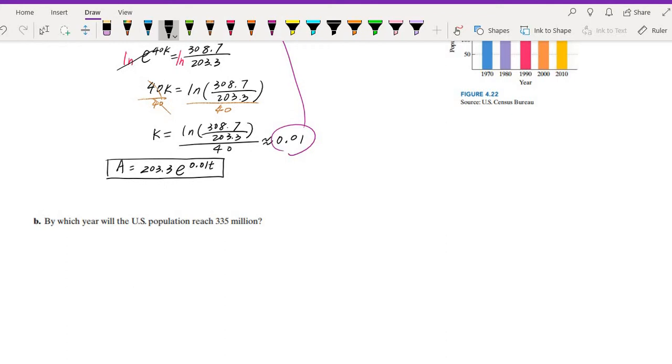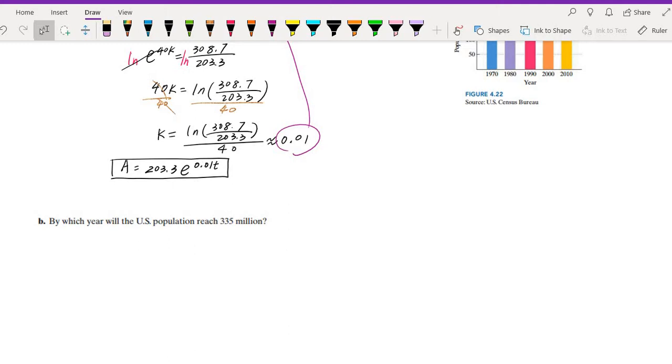335 million? Because we found the exponential function already, that means we're going to replace our A with 335 million, because that is the end amount, and it is equal to 203.3 e to the 0.01t power. All we're doing is replacing A with 335. So now we're just going to solve this equation.